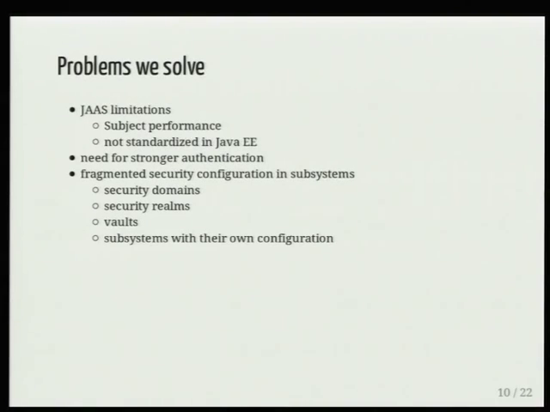With JBoss AS7, the preference was to switch to stronger authentication mechanisms, which means SSL mechanisms, and this wasn't compatible with JAAS. As a result, a new solution was introduced. JAAS was covered by security domains, and now we also have security realms, which cover SSL. As a result, we have two solutions which solve the same problem from different perspectives, and it's confusing for users and administrators. This is the main purpose which led to the initiation of the Elytron project.